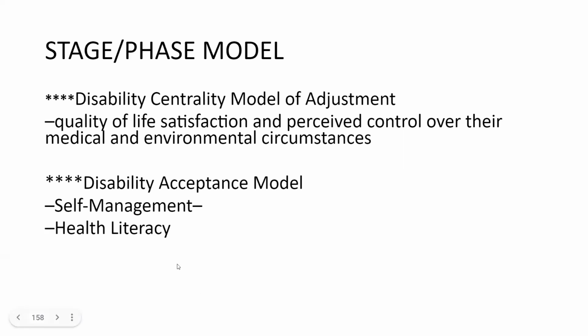With this one you have self-management and health literacy. The definition for self-management refers to the daily activity that an individual undertakes to keep a health condition under control or minimize its impact on status and functioning. So this actually went under the disability acceptance model, the self-management and the health literacy. Health literacy is another important aspect of adjustment to the disability. It refers to the degree to which an individual has the capacity to obtain, process, and understand their basic health information. So they're understanding the health decisions about themselves as well as their disability.